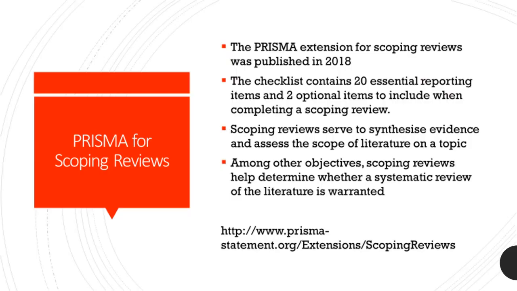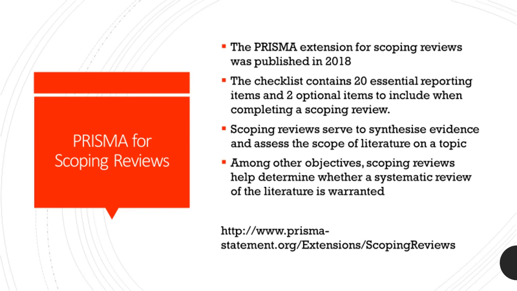Now, the PRISMA for scoping reviews, for instance, you can read about that. That checklist contains 20 essential reporting items. So if you say you are doing a scoping review and you want to get it published, they will have a checklist, and you need to make sure that you answer all the 20 essential reporting items. And there are 2 optional items to include when completing a scoping review.